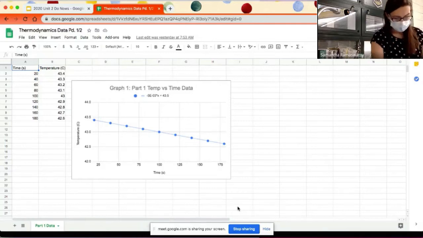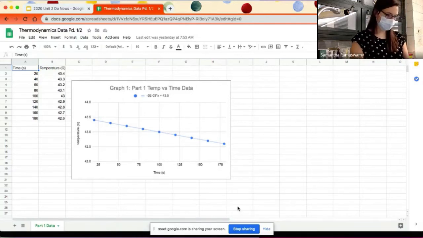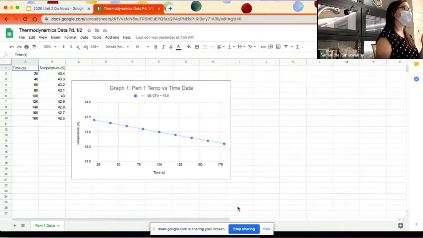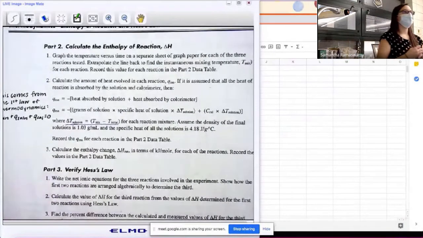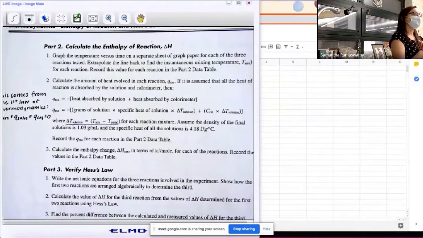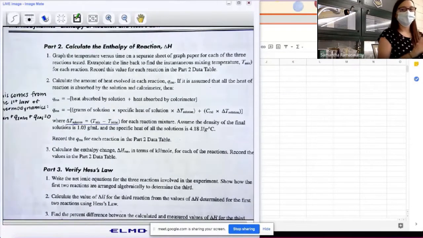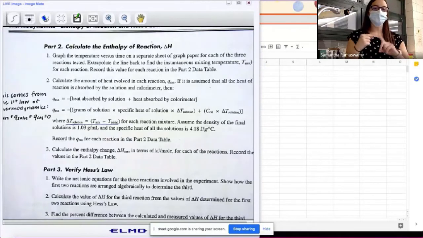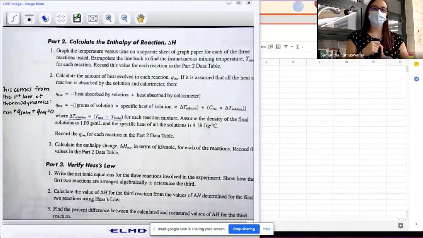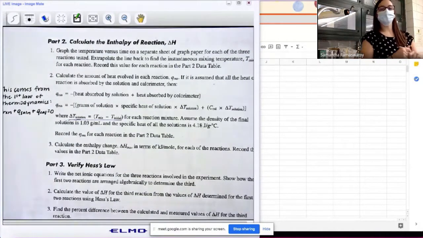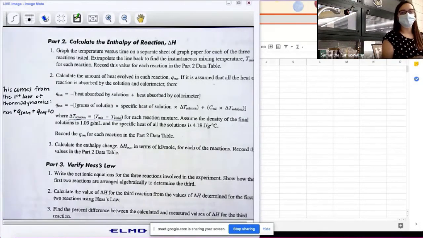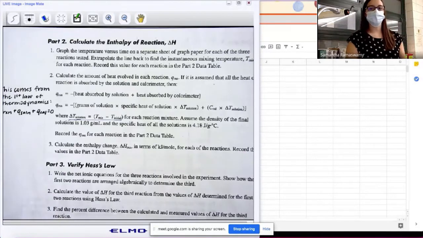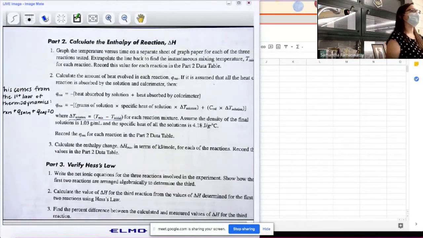For today, we are actually going to look at part 2 and 3 of the calculations. All right, if we're on our lab handout, part 2 and part 3 starts on page 8 of the lab. You'll notice that number 1 says graph the temperature versus time on a separate sheet of graph paper for each of the 3 reactions and extrapolate the line back to find the instantaneous mixing temperature T mix for each reaction. Record this value in the part 2 data table.